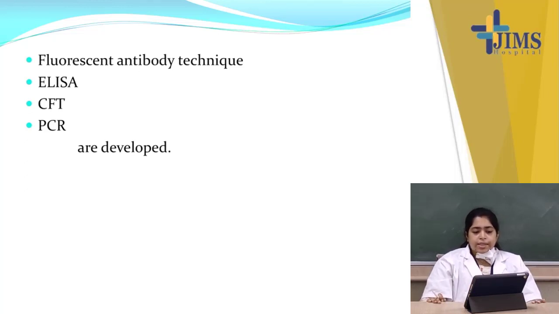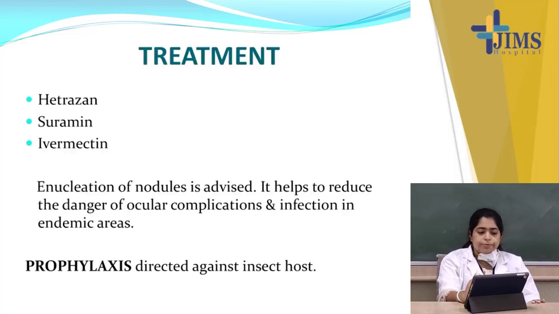Fluorescent antibody technique, ELISA, CFT and PCRs are also developed, but these are not of much practical value. Now coming to treatment, these are also treated in the same way. Hetrazan can be given. There is one more drug, suramin. You should use this drug very judiciously, because it causes a lot of adverse effects and it is very toxic. So suramin should be advocated very judiciously.